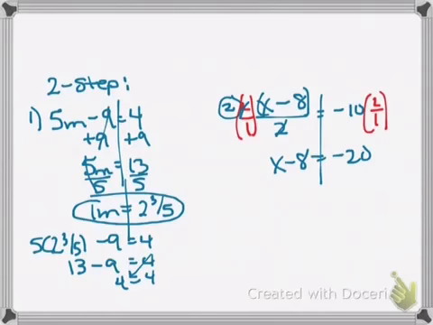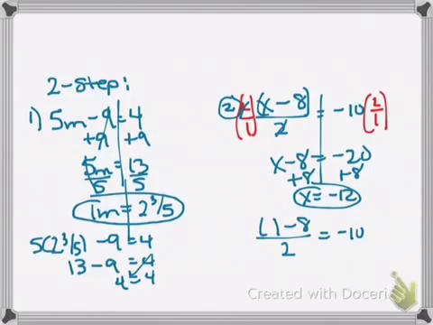So the only thing I have left now is to get rid of the subtracted 8. So I'm going to add 8 to both sides. Negative 8 plus 8 is 0. I'm going to bring my x down. Negative 20 plus 8 is negative 12. I think my answer is negative 12, but let's check it to be sure. If I insert the negative 12 in the parentheses for the x, negative 12 minus 8 is negative 20. Negative 20 divided by 2 is negative 10, so it checks.